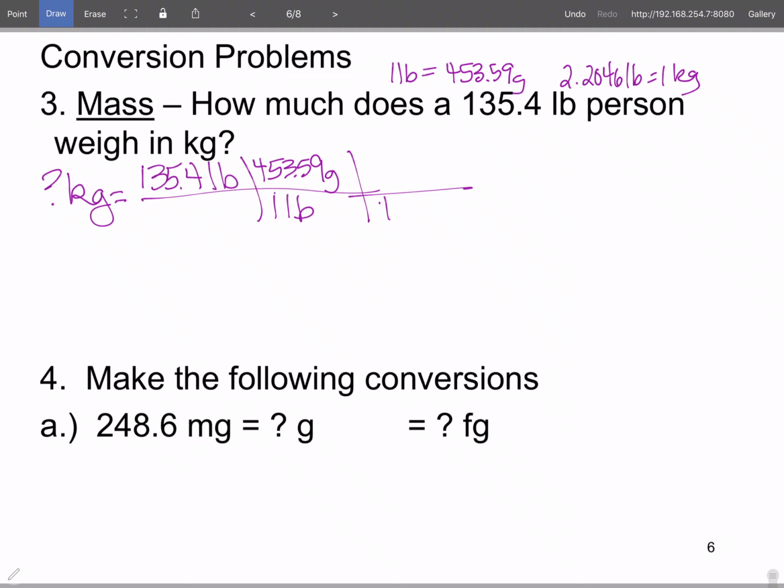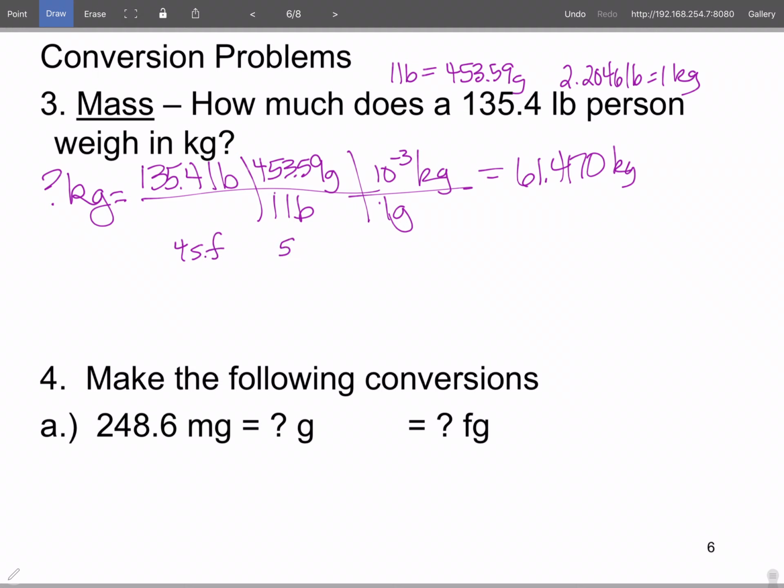And I know that 1 gram is 10 to the minus 3 kilograms. So that gives me 61.470 kilograms. All right, we have 4 significant figures.